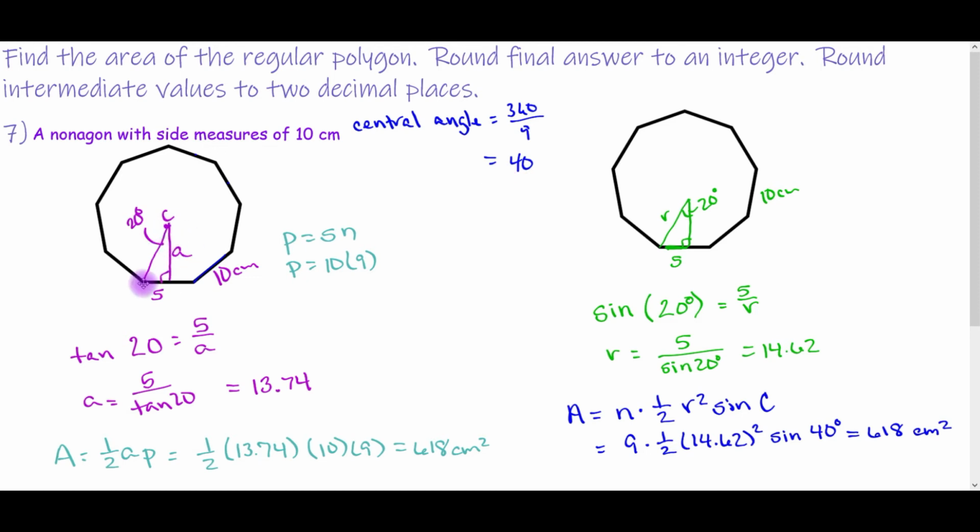When I draw the triangle in, remember we're taking half of that central angle, so this angle is 20 degrees. It divides this side measure in half, so this little part of the triangle is 5, and then here we're going to find the apothem. So we're going to do tangent of 20 is 5 over a.